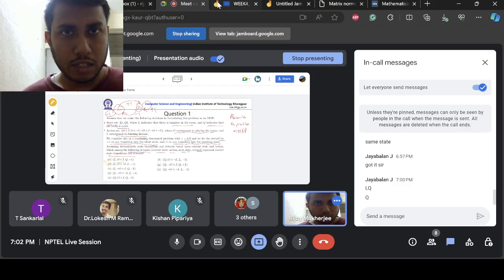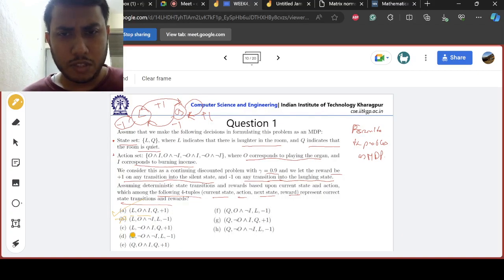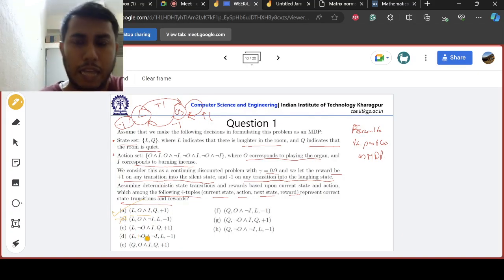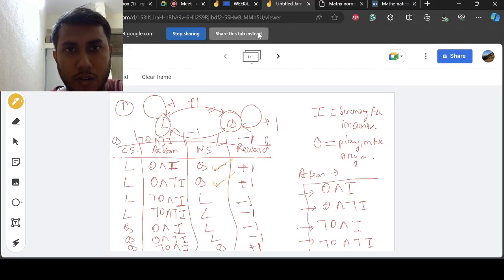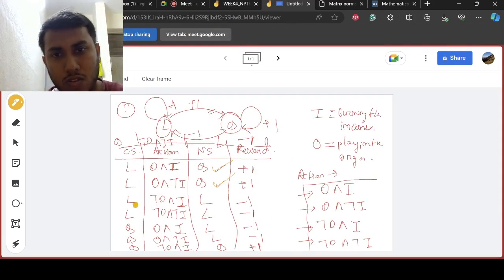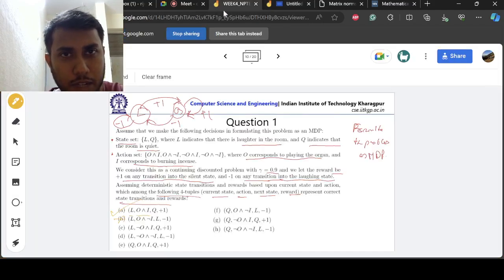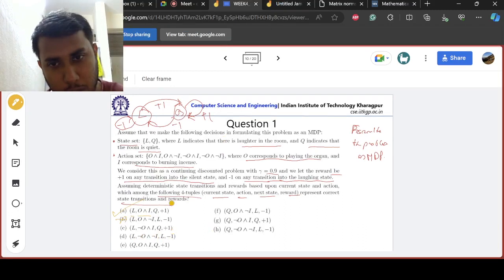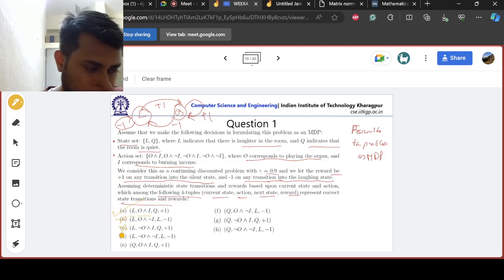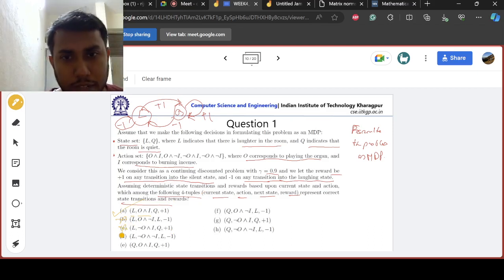Next we look at option C. L and the action is not O, I. So this one we are talking about is not O and I. So the next state is L and the reward is -1. Here, what is given is next state Q, reward +1. So this one is wrong.